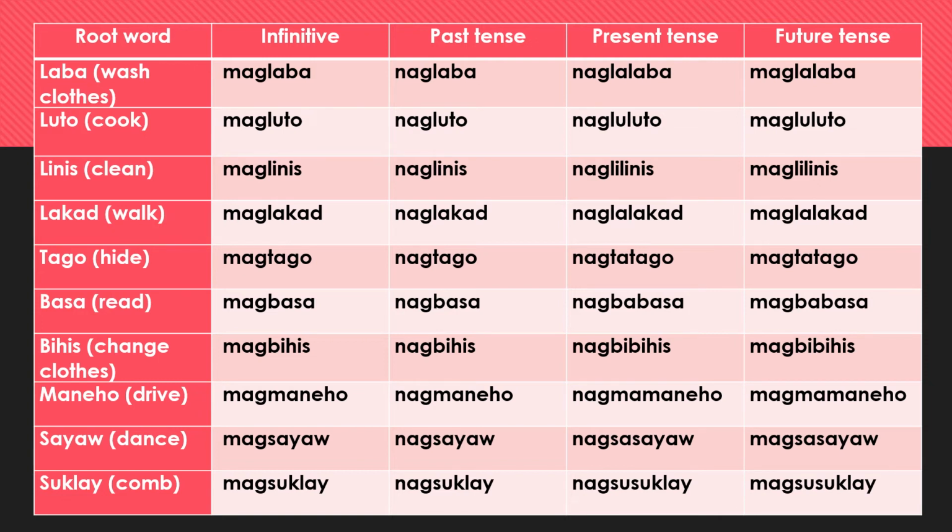Okay, from the root word, laba, wash clothes. Infinitive, maglaba. Past tense, naglaba. Present tense, naglalaba. And then the future tense, maglalaba. Next is luto, cook. Magluto. Nagluto. Nagluluto. Magluluto.